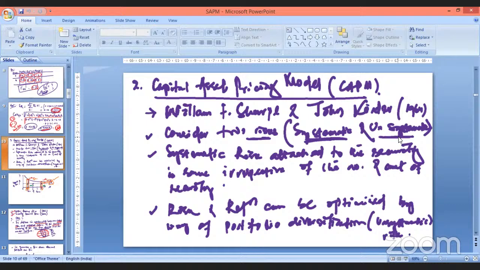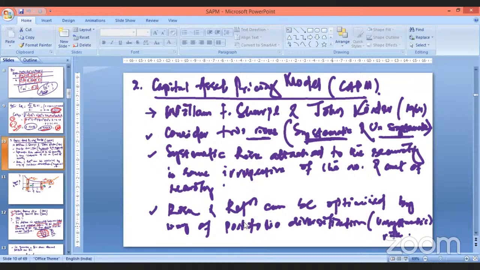So what is in our control? Unsystematic risk. As per CAPM, the Capital Asset Pricing Model, risk and return can be optimized by way of portfolio diversification. That means by way of managing the unsystematic risk. Is it clear? Did you understand? Yes or no?